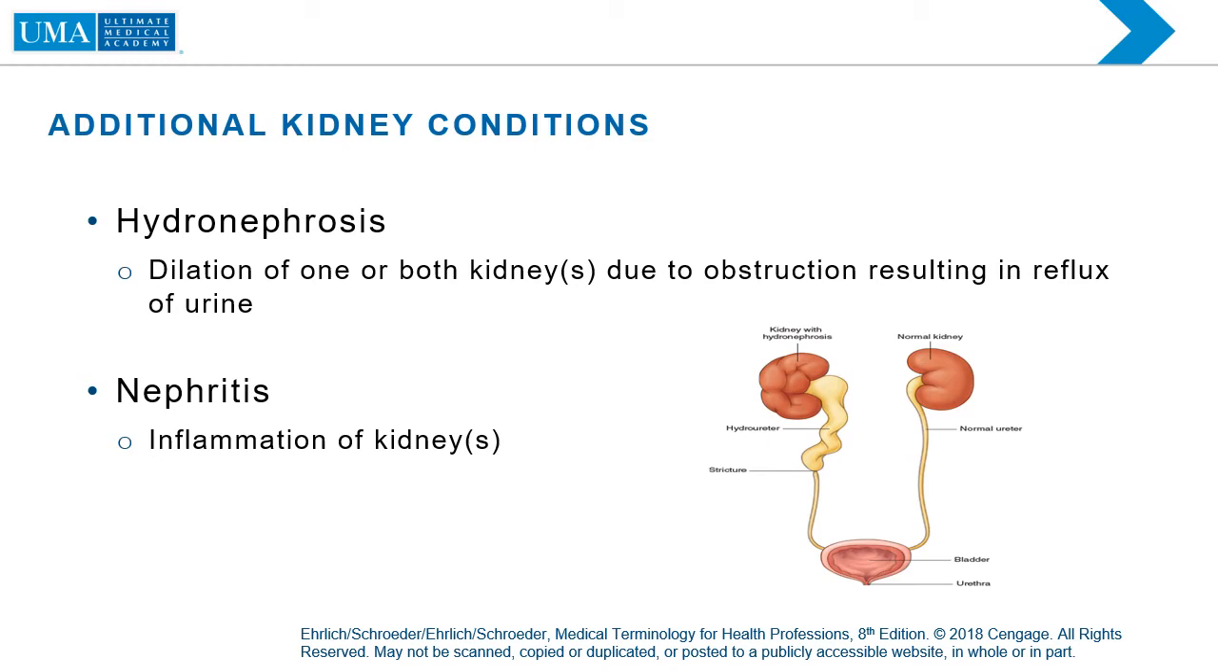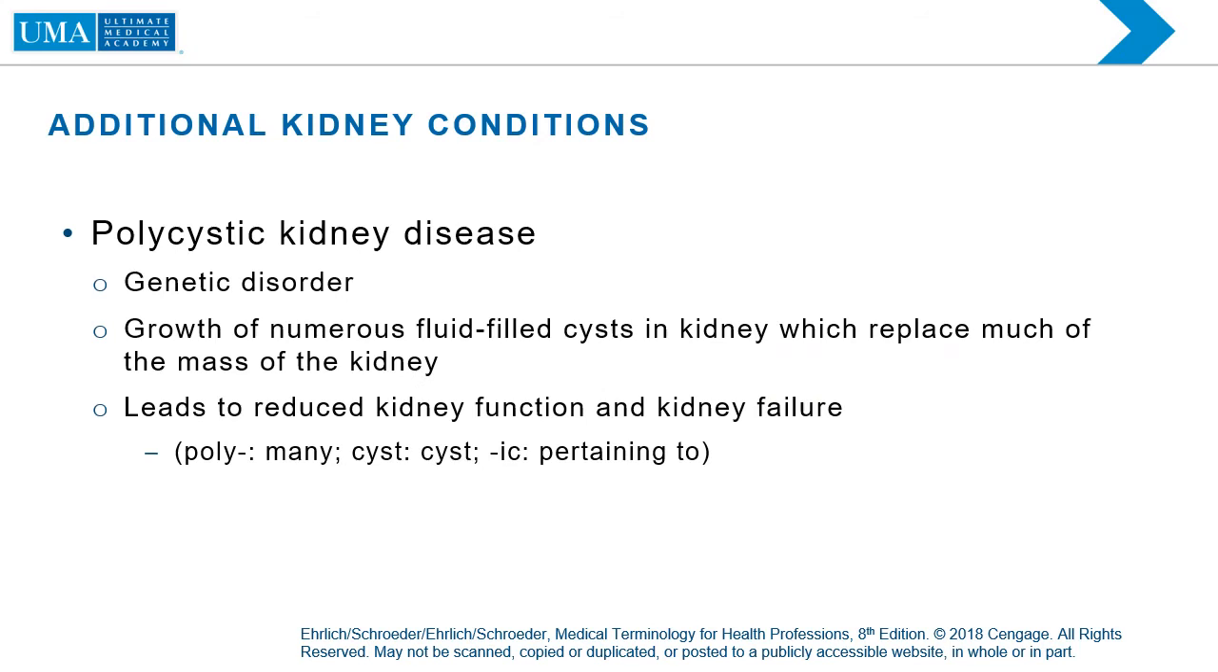The most common causes of nephritis are toxins, which are harmful to the body, as well as infections or an autoimmune disease. Next, we have polycystic kidney disease. And this is a genetic disorder characterized by the growth of many fluid-filled cysts that exist in the kidneys. Let's begin to break this word down.